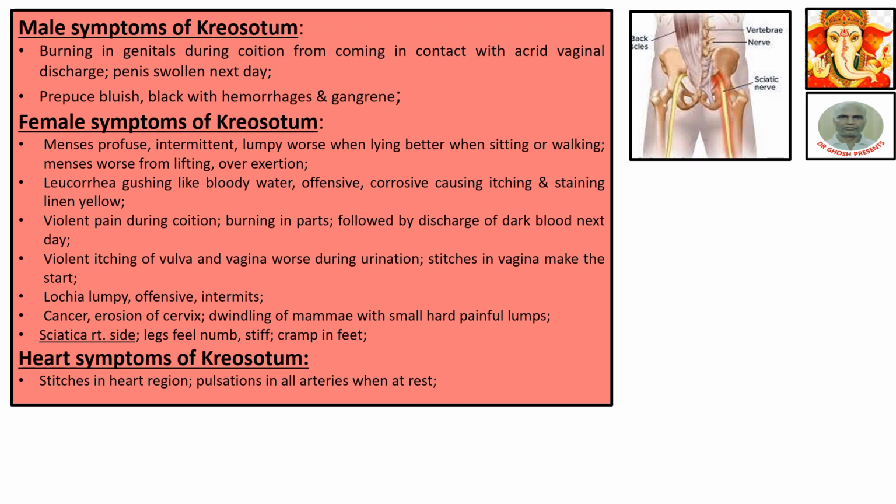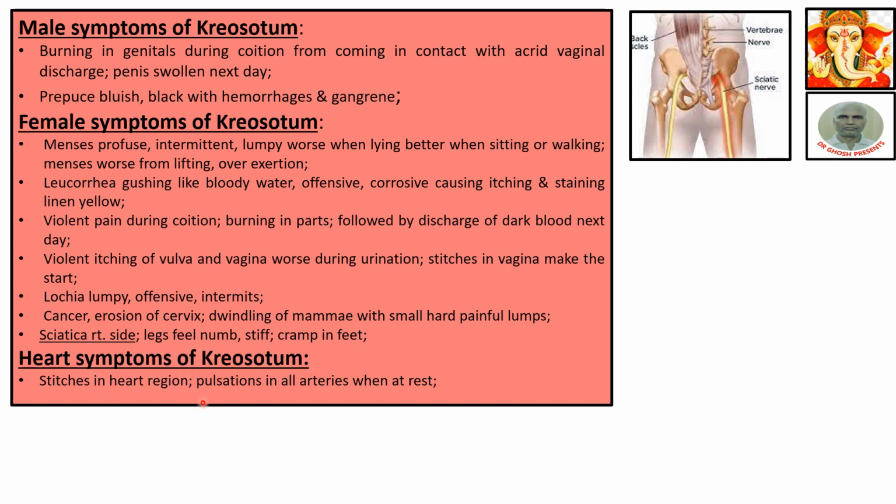Sciatica right side. Note this. Sciatica on the right side. This sciatic nerve starts from hip and goes down to heel. The whole nerve is in inflammatory state when sciatica pain is there. Sciatica right sided. Legs feel numb, stiff, cramp in feet.